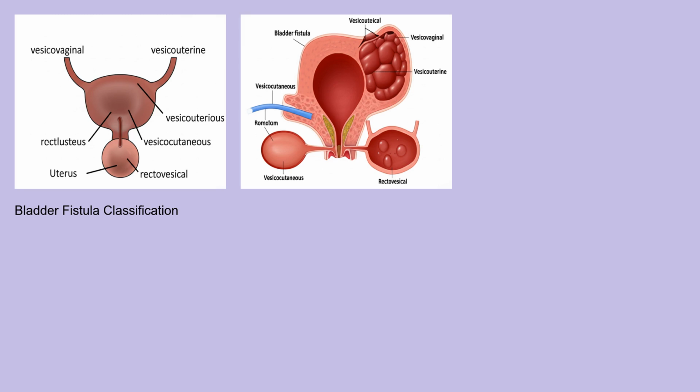Bladder fistulas are often classified based on their location and the organs they connect. A vesicovaginal fistula, connecting the bladder and vagina, is the most common type. Vesicouterine fistulas connect the bladder and uterus. Vesicocutaneous fistulas create an opening between the bladder and the skin, often after surgery. Rectovesical fistulas connect the bladder and rectum. The classification helps guide treatment planning and determines the complexity of the repair.